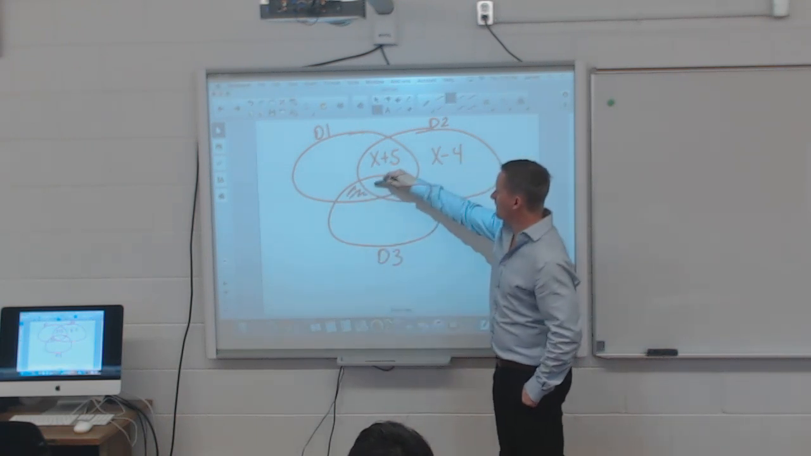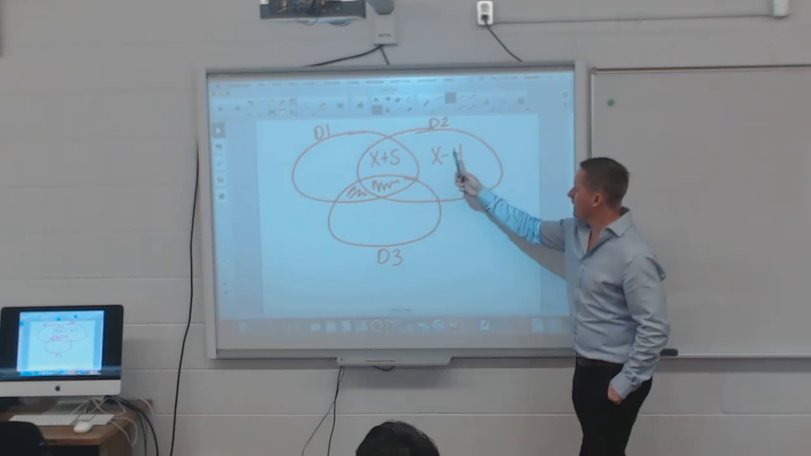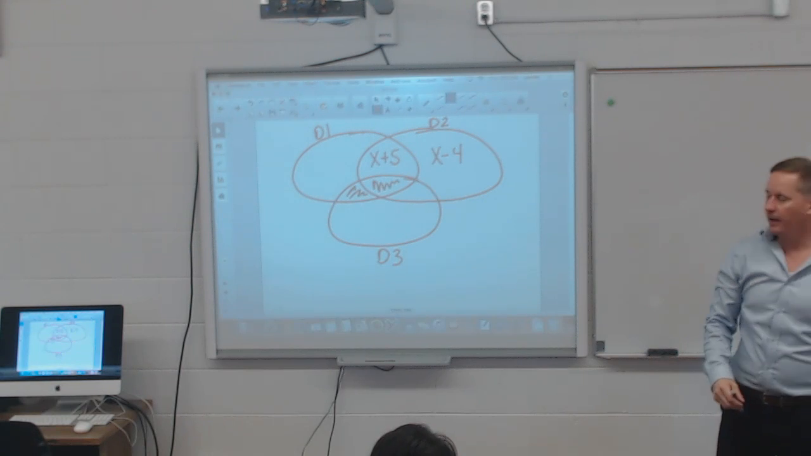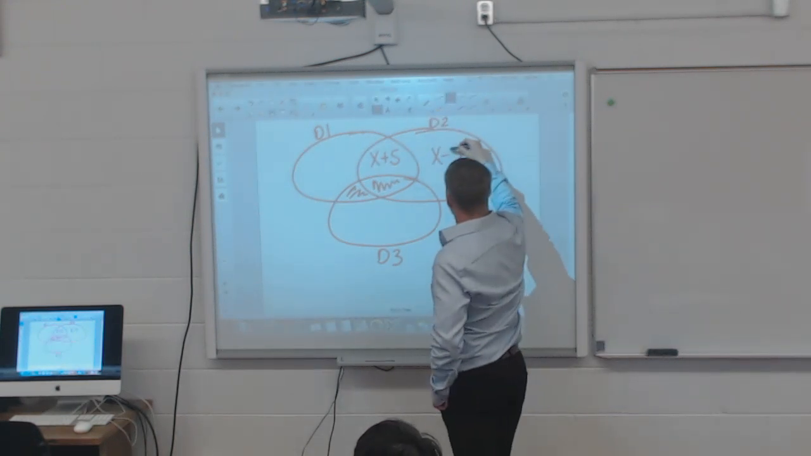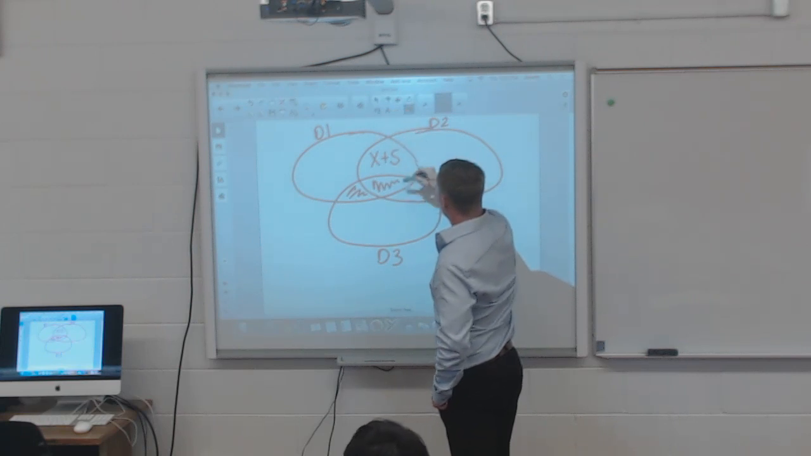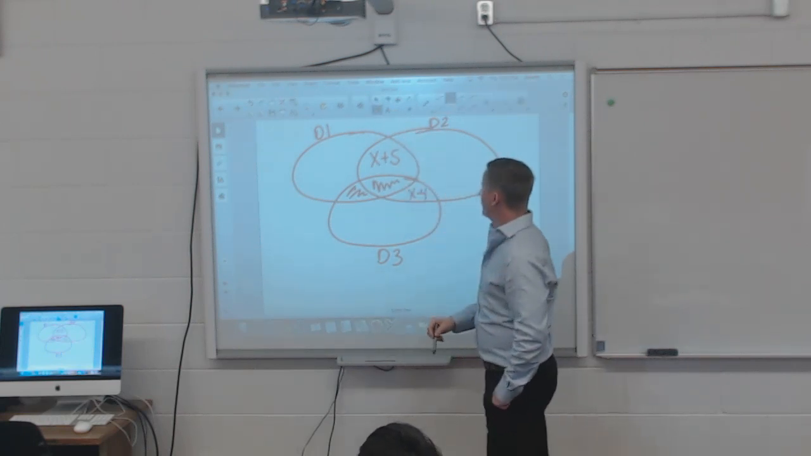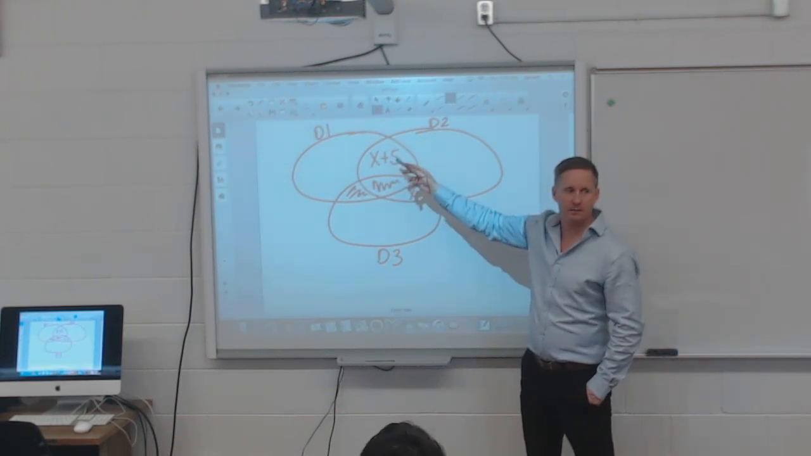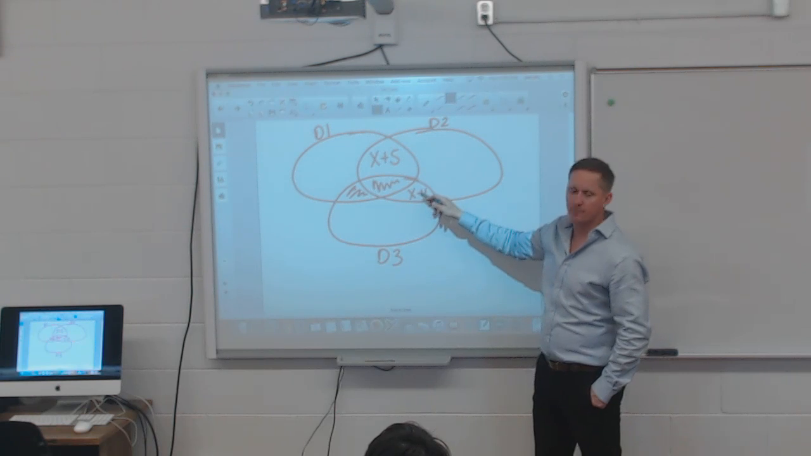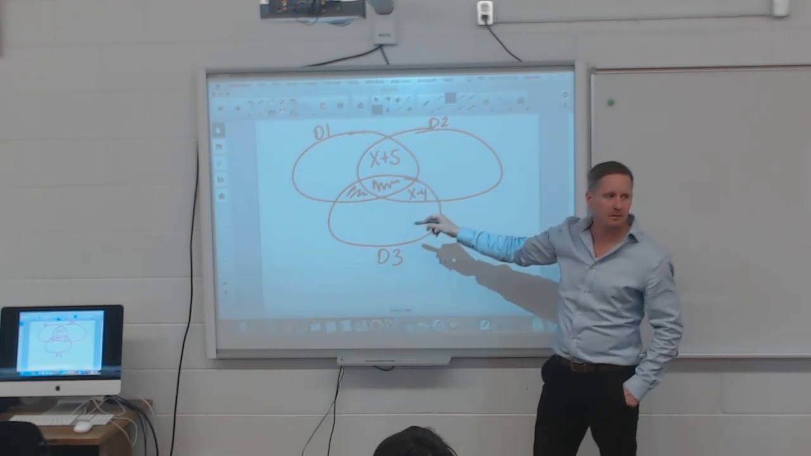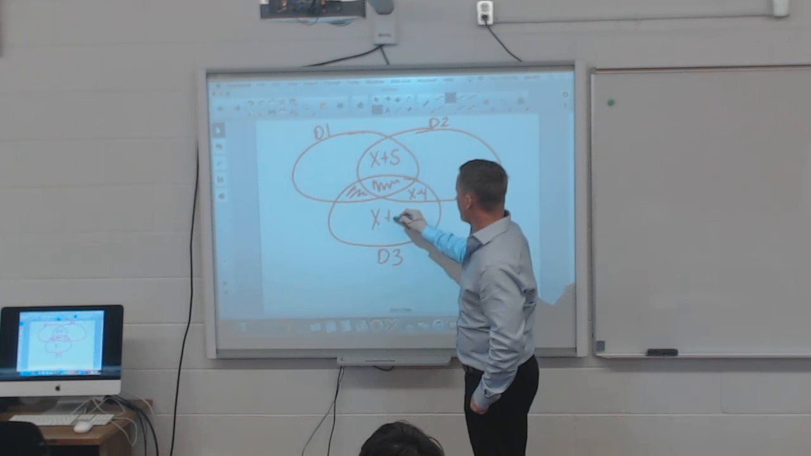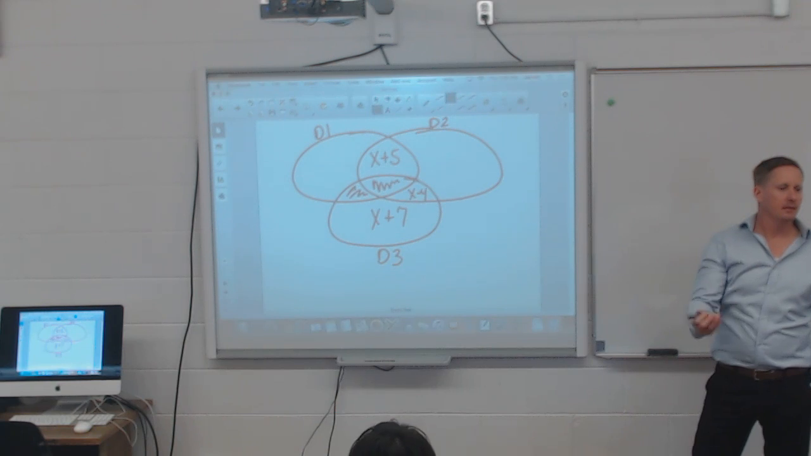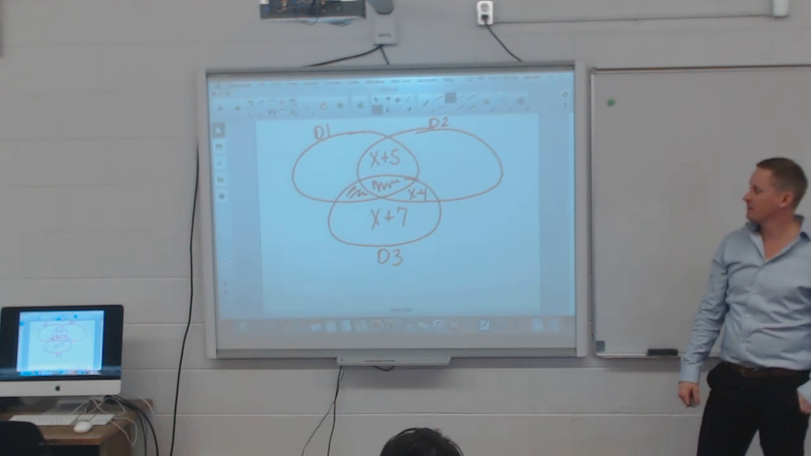Okay? And there's nothing common between all three of them, right? So now I'm left with what's common between D2 and D3? x minus 4. So I'm going to take this out of here and put it right here. So denominator number 2 is x minus 4 times x plus 5. Agreed? Denominator number 3 is x minus 4 times x plus 7. So there you have it. What are the three expressions that I'm going to use for my denominator?